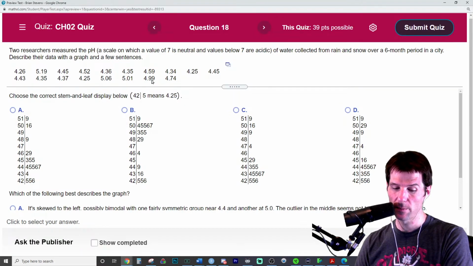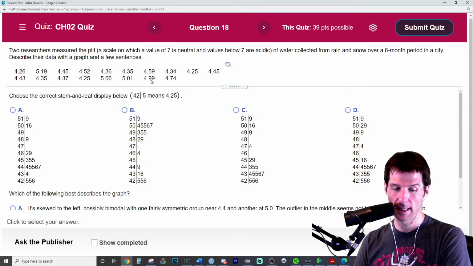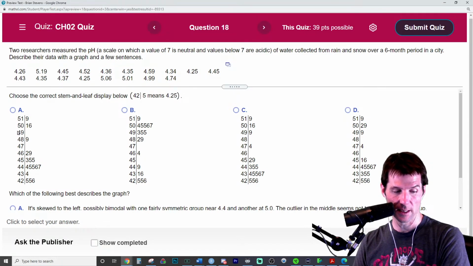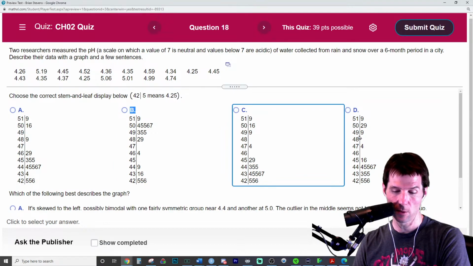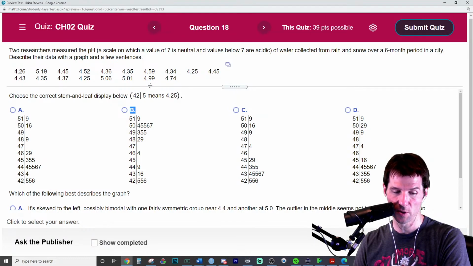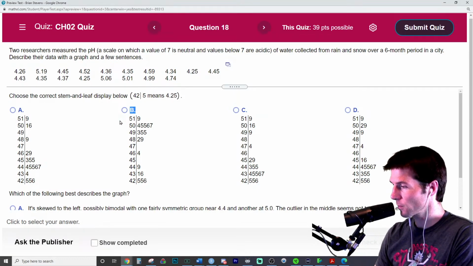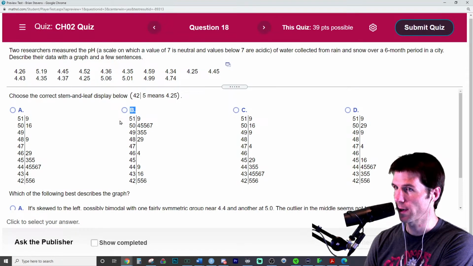Which of these answers must it be between now? 4.99 exists. So which of these answers is it going to be? Could it be A, B, C, or D? Remember, 4.99 exists. And we have to know how to read this. 42-5 means 4.25. So what answers are possible right answers right now?